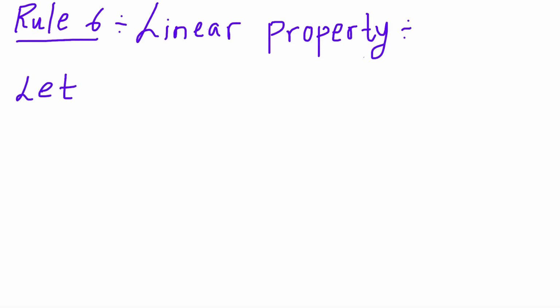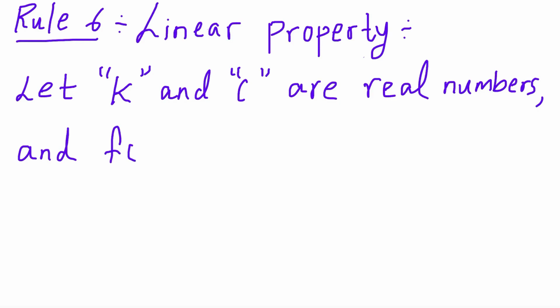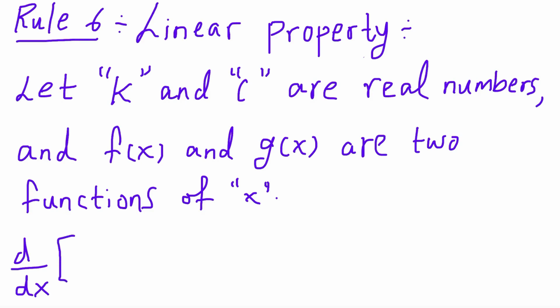The next derivative rule is called the linear property. For this case, we have to consider two constants. So let's denote these by k and c, as well as we have to pick two functions of x. The first function is denoted by f of x, and the second function is denoted by g of x. Now what we are going to do is pick a linear combination of f and g, which is constant k times f of x plus the constant c times g of x.